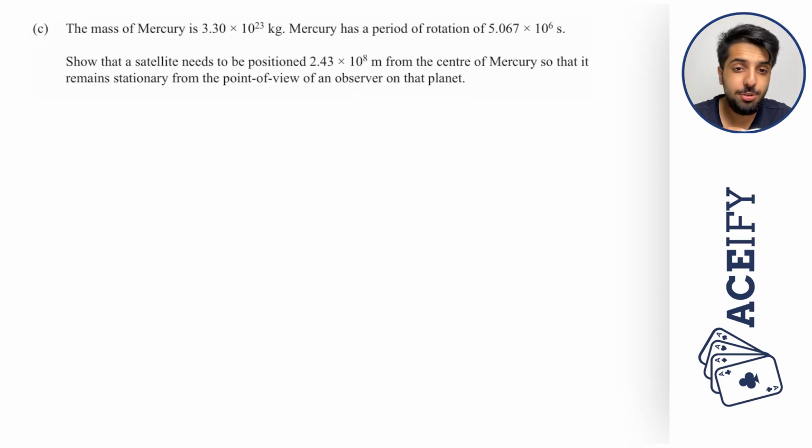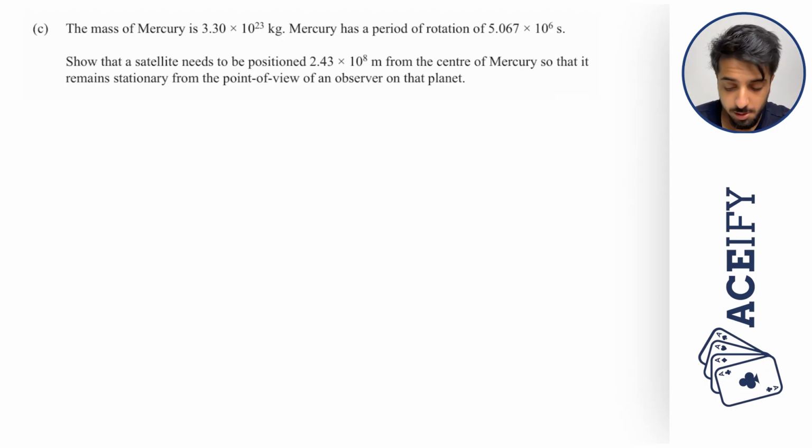The mass of Mercury is 3.3 times 10 to the 23 kg. Mercury has a period of rotation of 5 times 10 to the 6 seconds. Show that a satellite needs to be positioned 2.43 times 10 to the 8 meters from the center of Mercury so that it remains stationary from the point of view of an observer on the planet. So what this question is trying to get at is geostationary orbit.